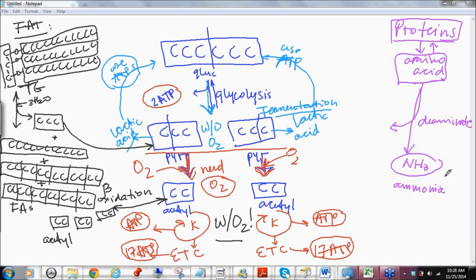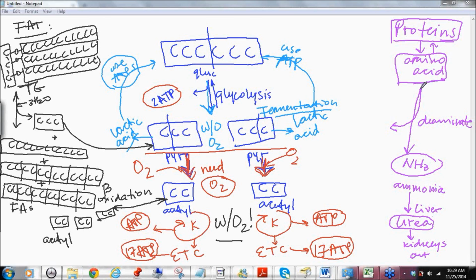But ammonia cannot be excreted as is because it's not excretable by kidneys. So to make it excretable by kidneys, ammonia gets sent to the liver, and the liver turns ammonia into urea. And then urea gets taken out through kidneys. And then you pee it out. Okay? So urea is an important step. Making urea is an important step in the excretion of metabolic waste products of proteins and amino acids.